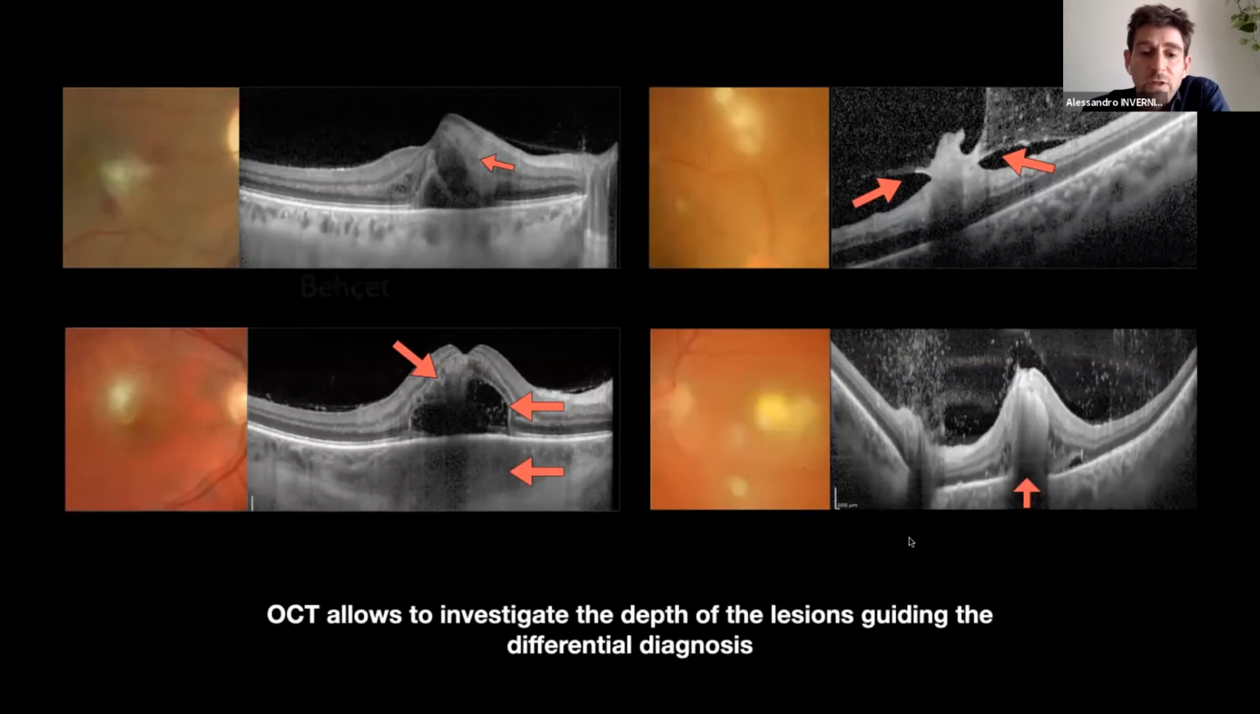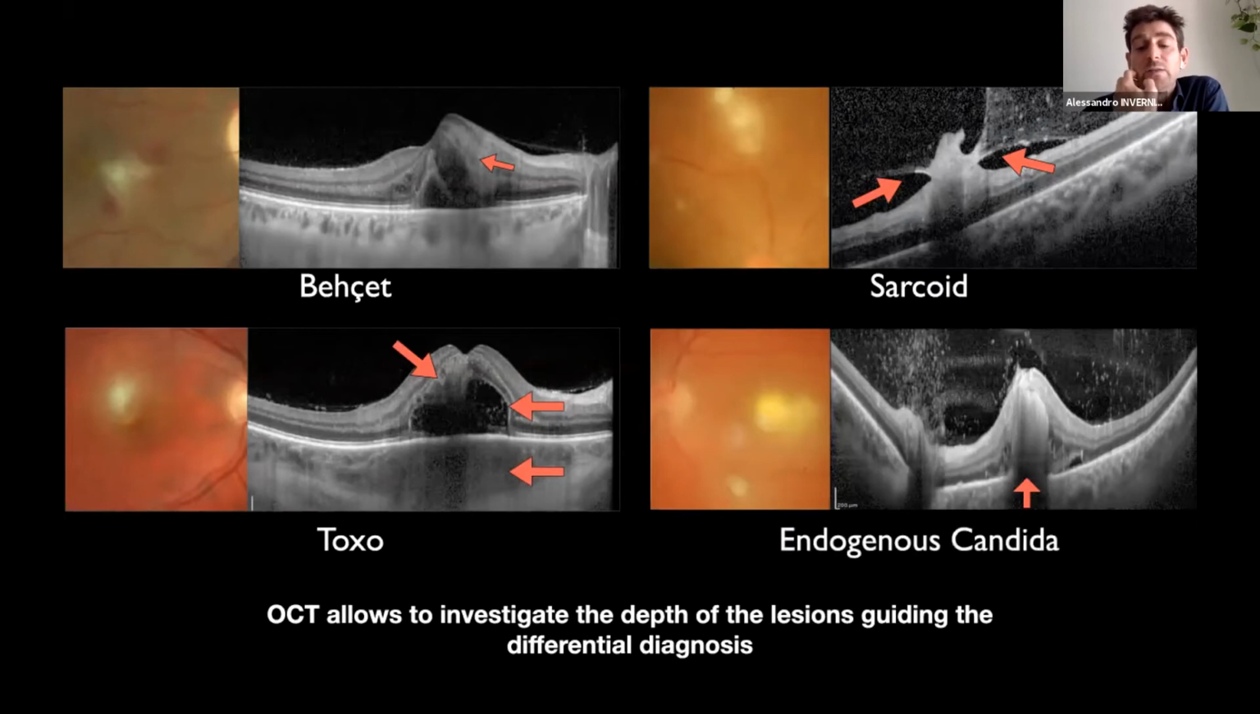And in fact, the first patient is affected by Behçet, which can give us retinitis, but definitely doesn't affect the choroid. And in fact, the OCT is showing us RPE and choroidal sparing. The second patient is a patient with sarcoid and with prevalent perivascular involvement. The third patient is affected by toxo, which we know gives us choroidal and retinal involvement.